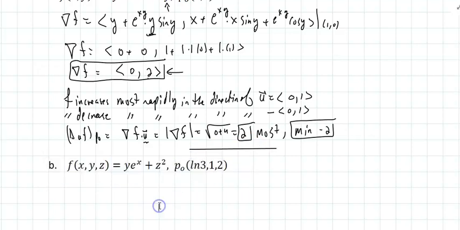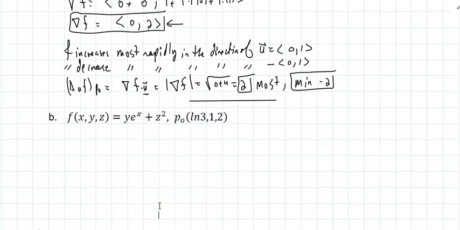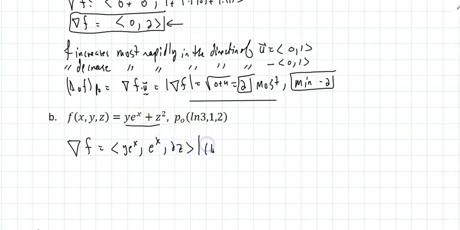The same deal. The work is almost identical. I'll take the gradient of f of this four-dimensional function. That would be partial with respect to x, that is y e to the x. Partial with respect to y, that's e to the x. Partial with respect to z, evaluated at natural log of 3, 1, 2.